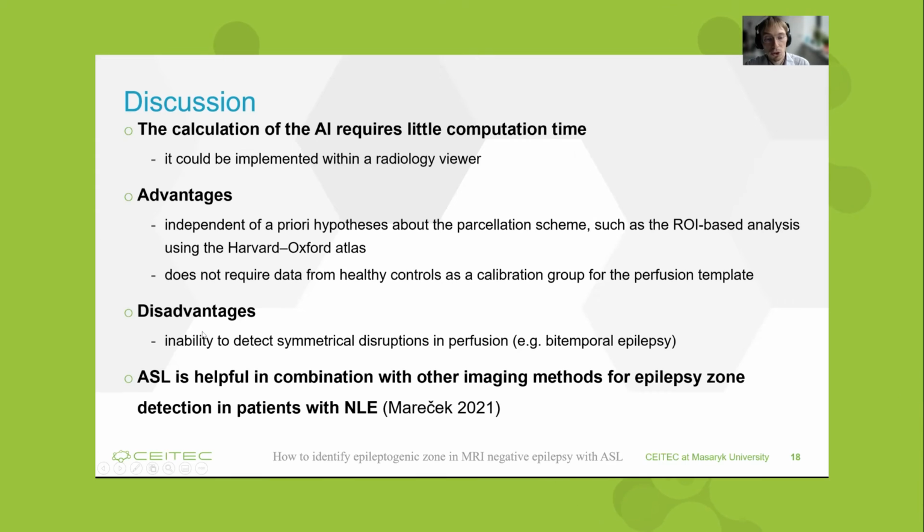A disadvantage of this approach is the inability to detect symmetrical disruptions in perfusion. This is due to the use of the asymmetry index. Another important message is that arterial spin labeling is very helpful in combination with other imaging methods for epilepsy zone detection. And there is one nice paper from a colleague at Masaryk, which was published last year.